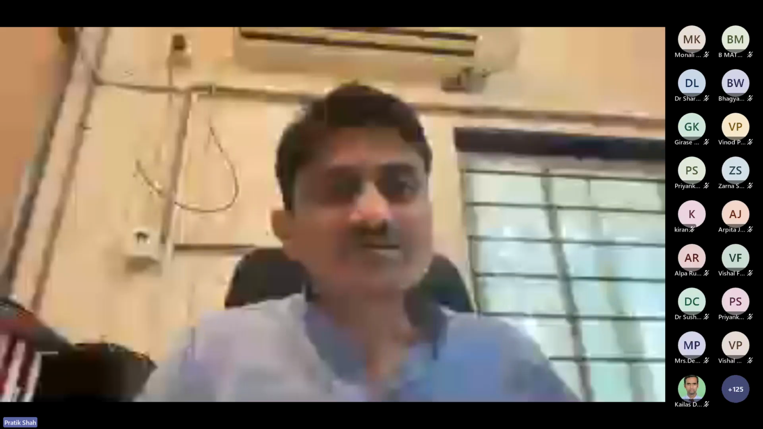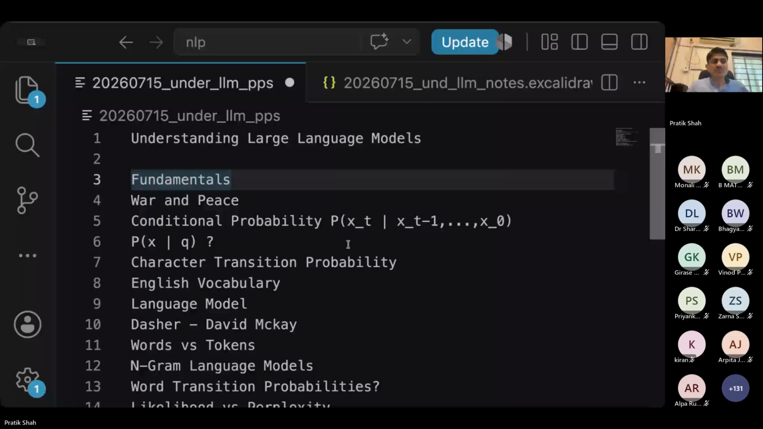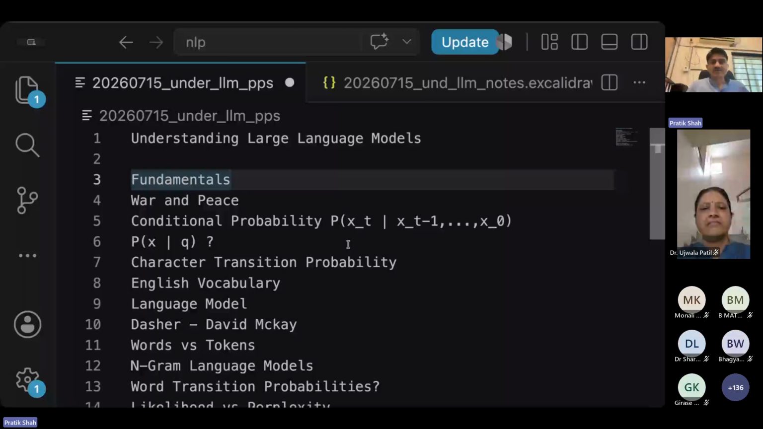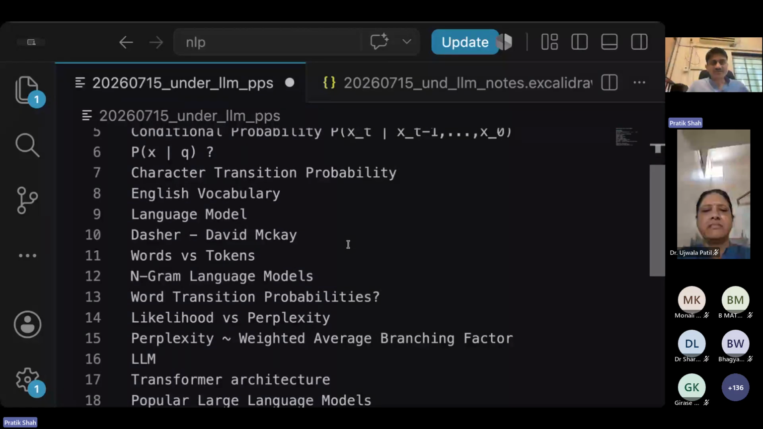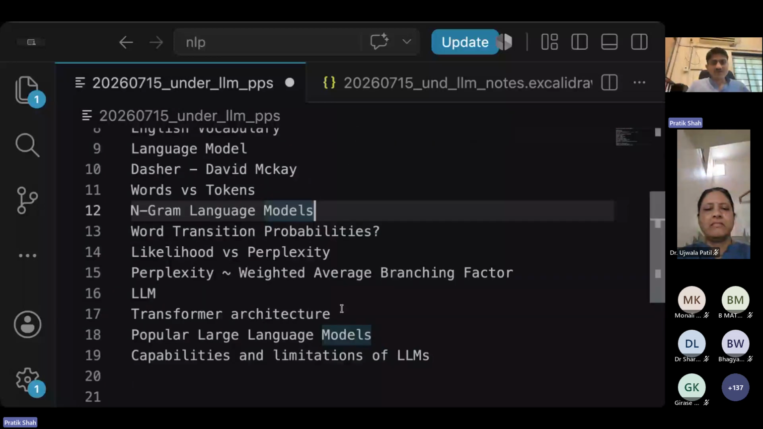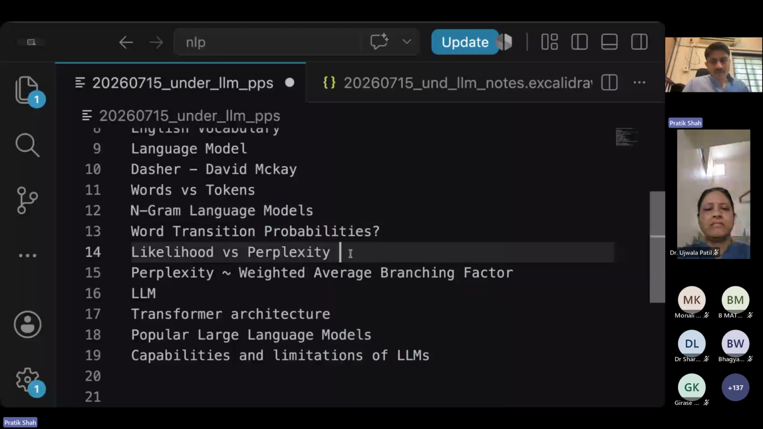Marked some pointers. So we'll start with fundamentals. I'll talk about the most important idea, which is a conditional probability distribution. And then we'll talk about one particular language which we'll be focusing on throughout the discussion today, which is English. We'll look at some interesting developments in the interface design based on the traditional language models. Then we would move on to an interesting concept of the sampling distribution and how do I talk about goodness of a particular language model.